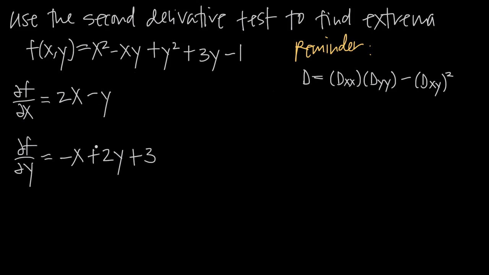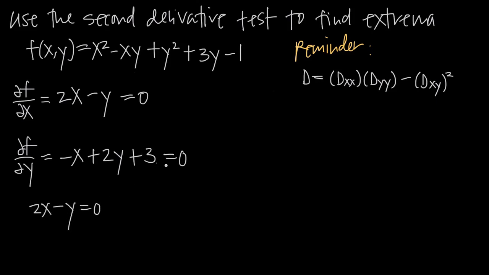Our next step is always going to be to solve these as a system of linear equations to find any critical points of the function. So to solve this as a system of linear equations, what we want to do is set each of these equal to 0. So if we set each of these equal to 0, here's what we end up with. We'll say 2x minus y equals 0. We'll put that down here. 2x minus y equals 0.